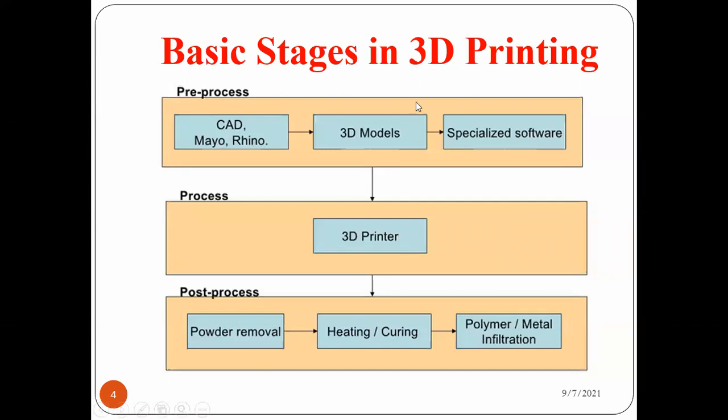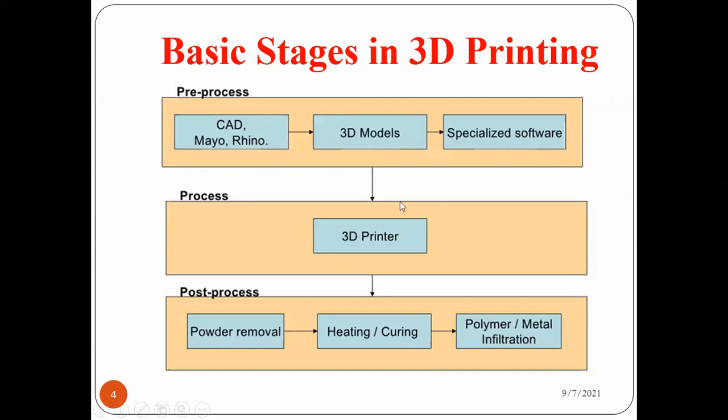In the pre-processing stage, we have to create the design. We have to optimize the design. We are going to design as per our additive manufacturing, that's why we call it design for additive manufacturing. And we are going to slice the data and give the inputs for the 3D printing. All these things we do in the pre-processing stage.